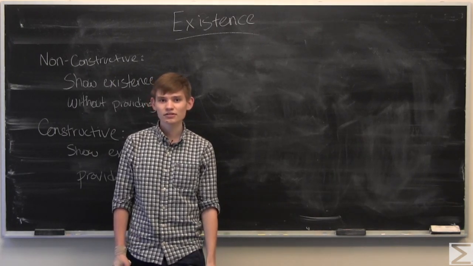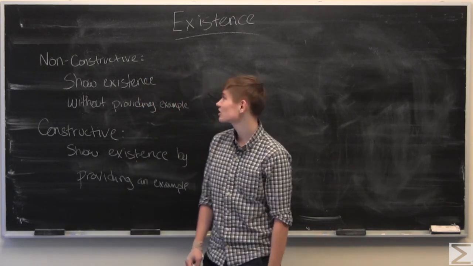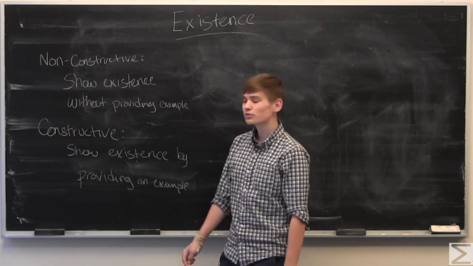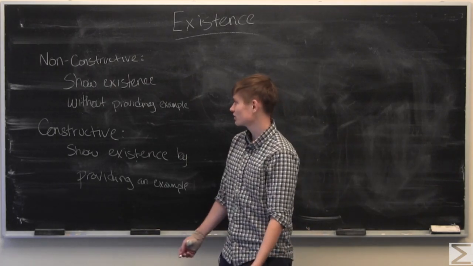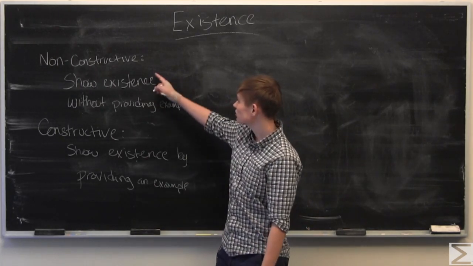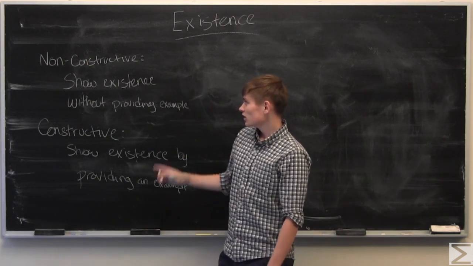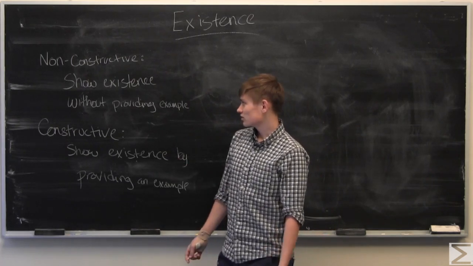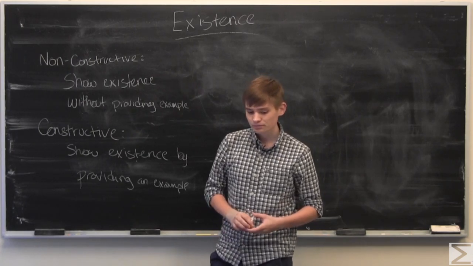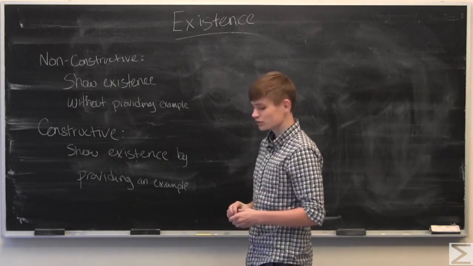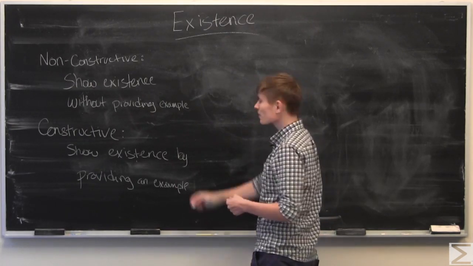This is the second video in the video series going over the basics of mathematical proofs. In this video we will be discussing existence proofs, which are proofs which show that a solution exists or an example exists. The two types of way to do that are non-constructive proofs and constructive proofs. Non-constructive proofs prove existence, but they don't provide a solution or an example, which sounds confusing, but I'll go over a quick example to show what a non-constructive proof is.